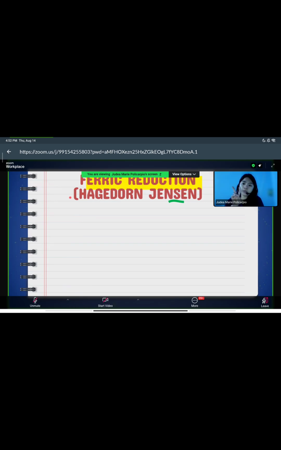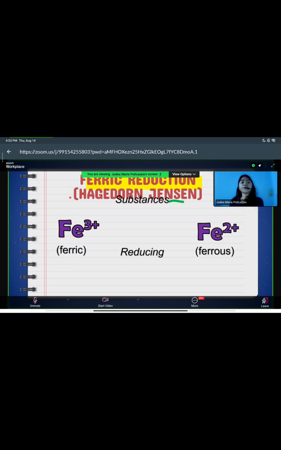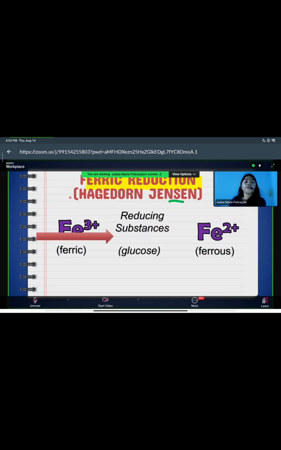Di ba may dalawang klase tayo ng iron? Si ferric or Fe3+, at si ferrous, Fe2+. And remember, most of your carbohydrates, including glucose, they are reducing sugars, meaning they're capable of doing reduction. Meaning, they can reduce. Kaya nilang bawasan si ferric. Kaya nila i-convert yan into ferrous. Okay, they can convert the ferric into the ferrous. Again, reduction pa rin ha. Pagbabawas pa rin, si 3+, mako-convert into 2+. Okay, so that's why we call it the ferric reduction.